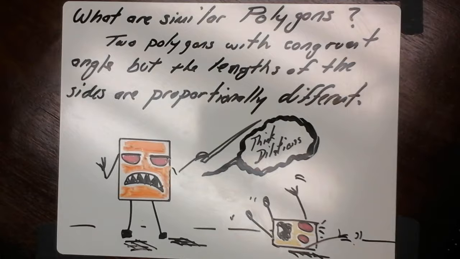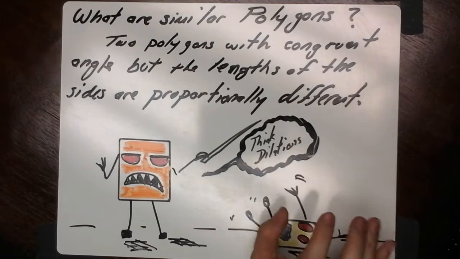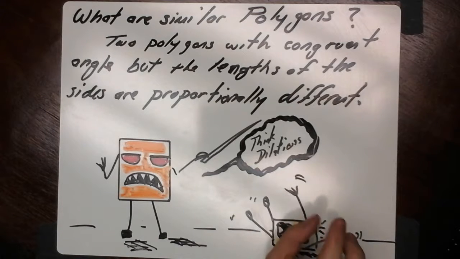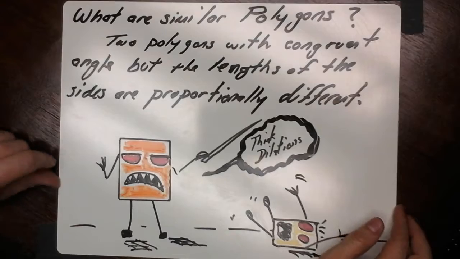What are similar polygons? Two polygons with congruent angles, but the lengths of the sides are proportionally different. Proportional means two values, two fractions that are equal to each other. Ratios. So we want to think dilations here. Most similarity, or all similarity, is a result of dilation. All right, let's take a look at that.